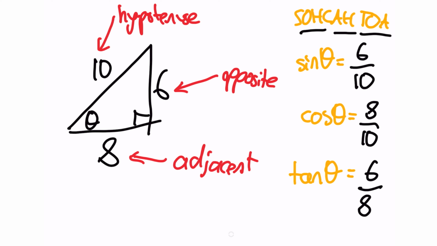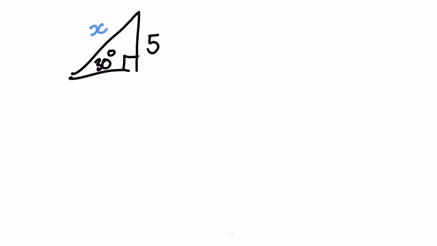That is the basics to finding out what sine, cos, and tan actually are. Now let's put that into some problems. So let's apply this trigonometry to some right angle triangle questions. So let's say we have the triangle where this side is 5. We are told that this angle here is 30 degrees, and we don't know what this side is. Well, first of all, let's write down our SOHCAHTOA.